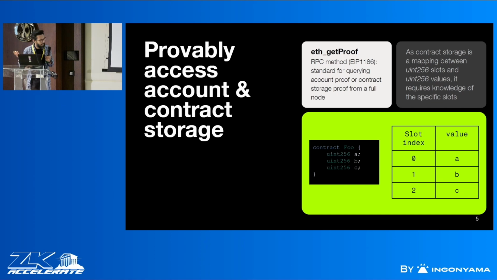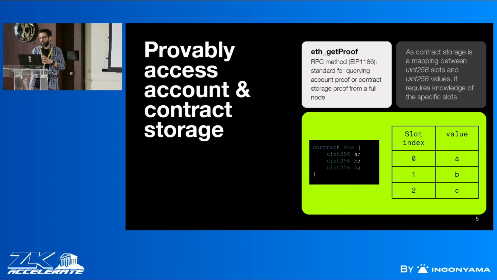Well, we are lucky, at least in the Ethereum context, because we have this nice RPC method called eth_getProof, which is basically the standard for querying a full node, or most likely also an archive node, about any account or contract storage that you might want to know. Basically, this RPC method gives you a proof of inclusion, which is a bunch of hashes that you can hash together to prove the inclusion of a given value with respect to the state root of a given block number.